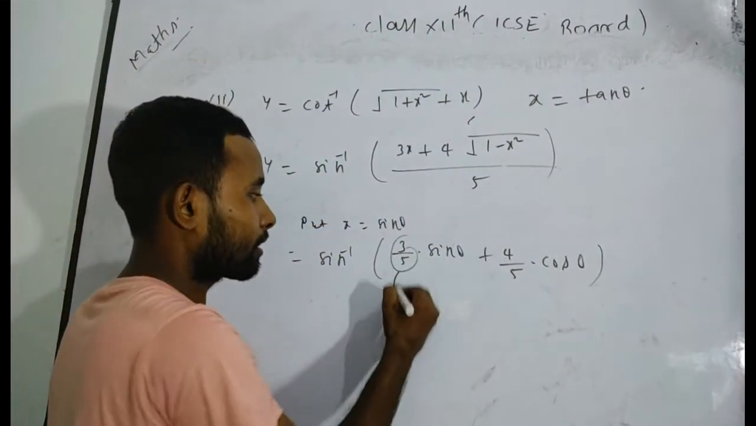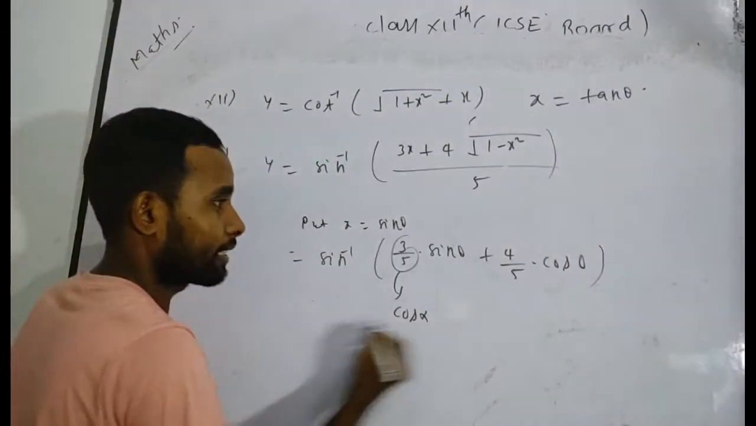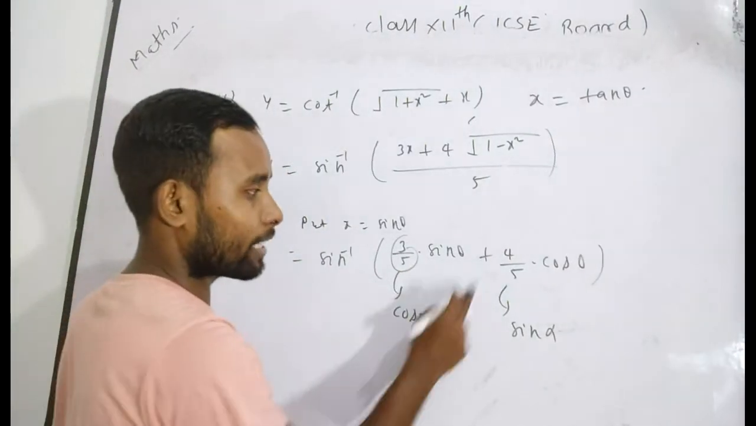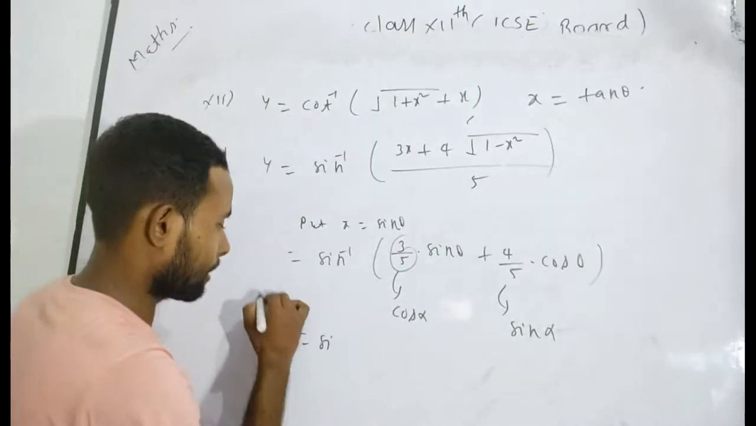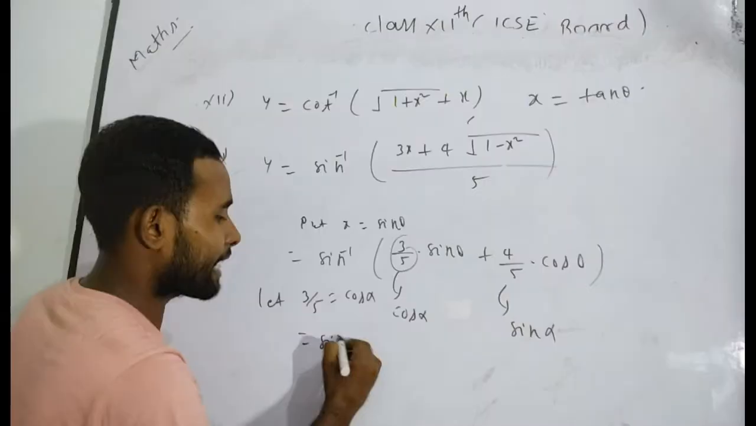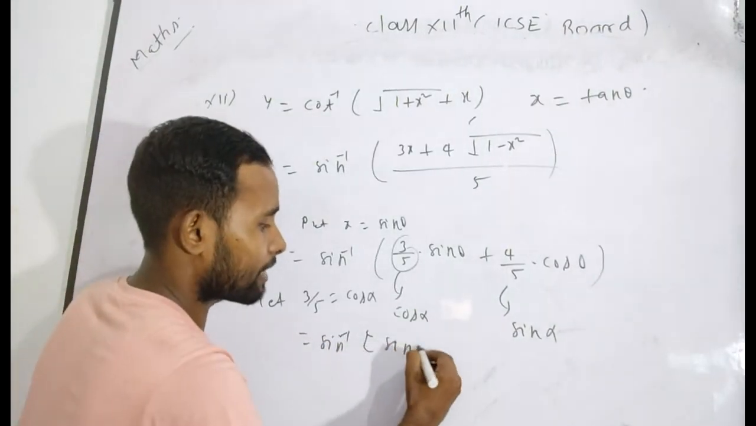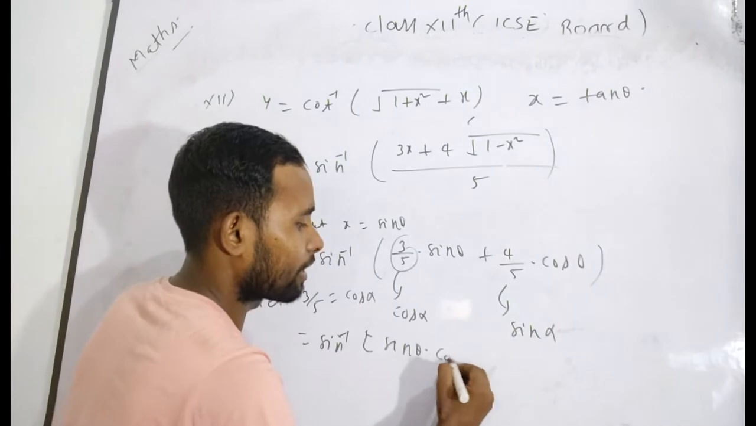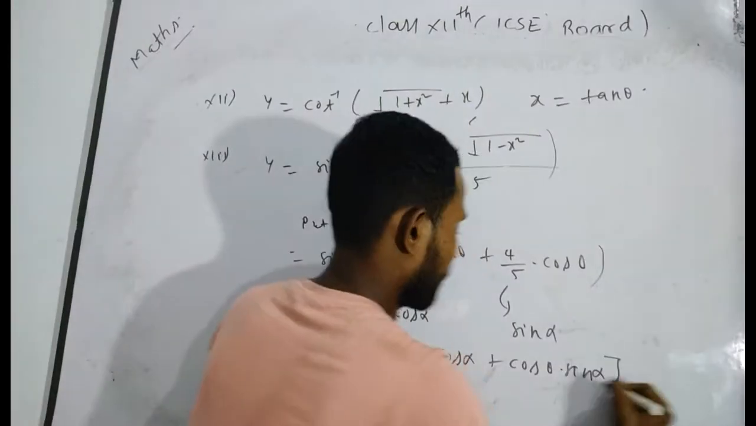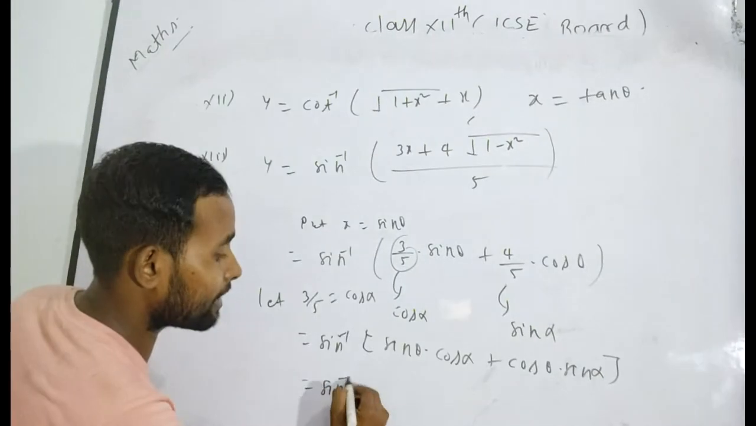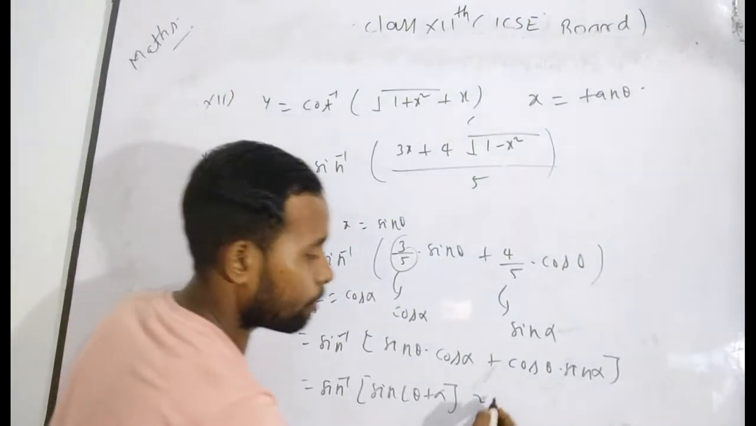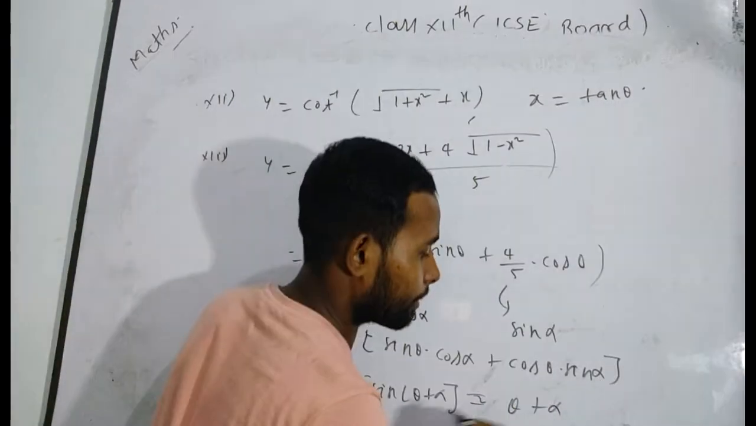Now suppose that 3/5 is equal to cos alpha. In that case it becomes sin alpha. Why? Because if it is cos alpha, the other will be sin alpha. So let 3/5 equal cos alpha. Then it will be sin inverse of sin theta cos alpha plus cos theta sin alpha. You can see it is just sin inverse of sin(theta plus alpha). Sin inverse sin theta will be theta, so in place of theta there is theta plus alpha.